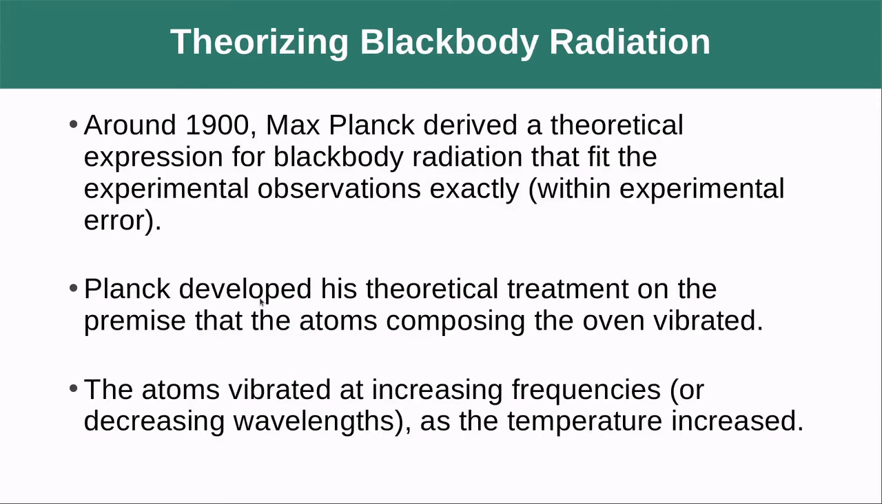So what is that? Well, around 1900, Max Planck derived a theoretical expression for black body radiation that fit the experimental observations exactly. Planck developed his theoretical treatment on the premise that the atoms composing the oven vibrate. So he's thinking about vibrating atoms here. The atoms vibrated at increasing frequencies, or decreasing wavelengths, as the temperature increased.